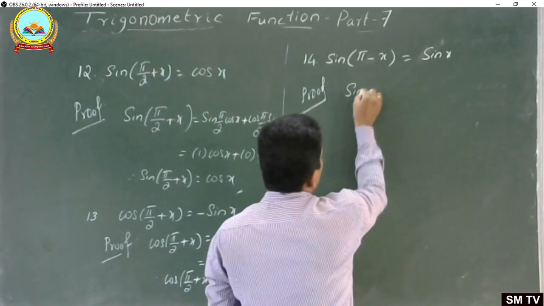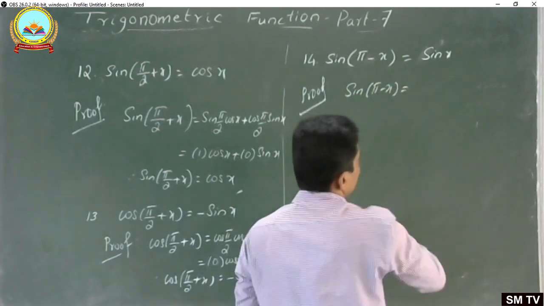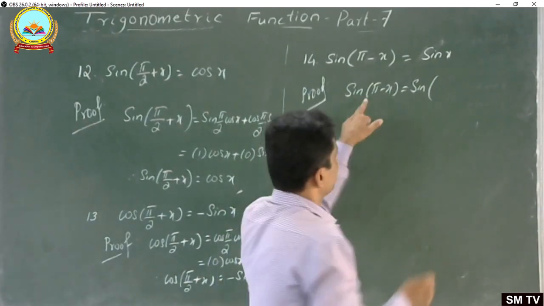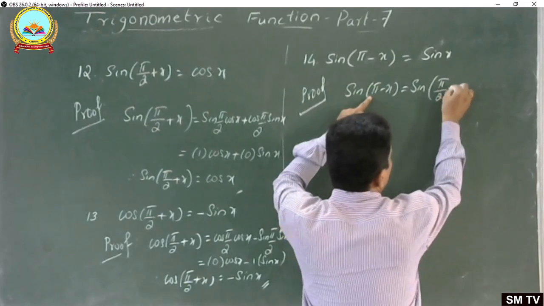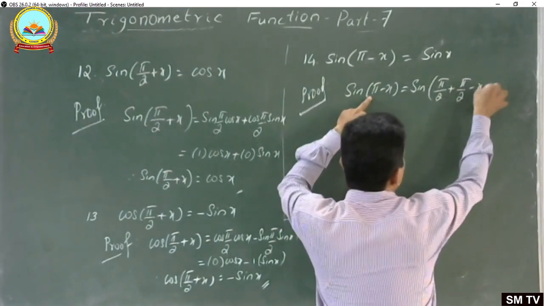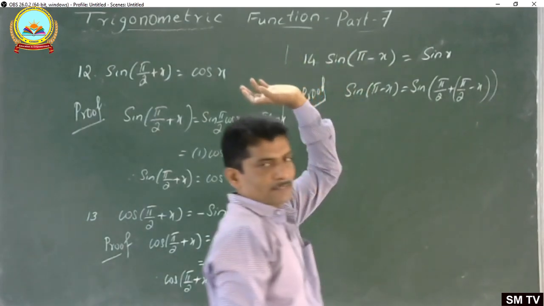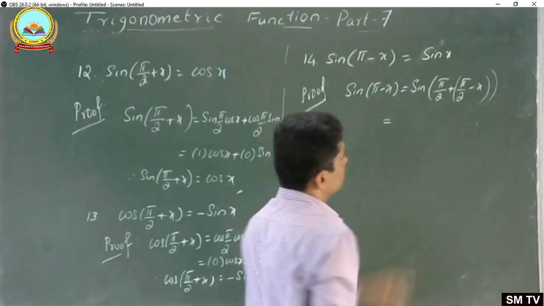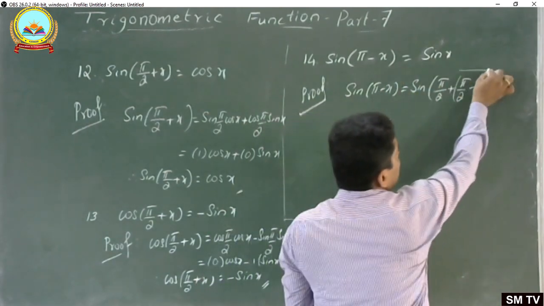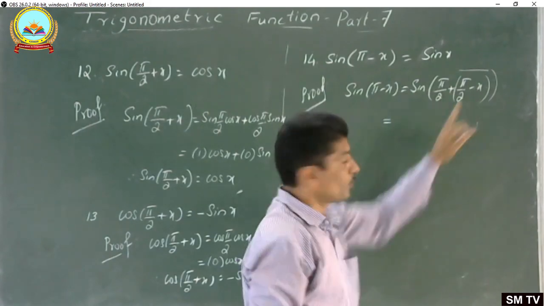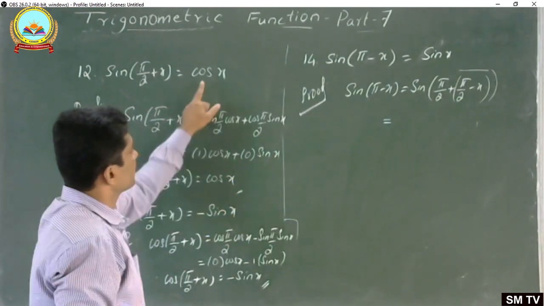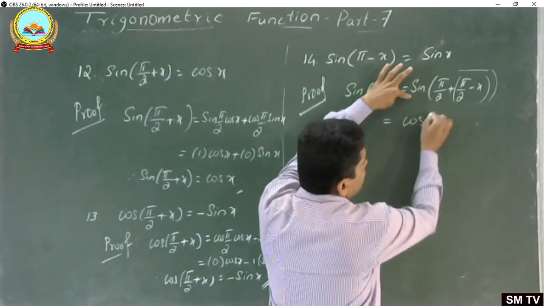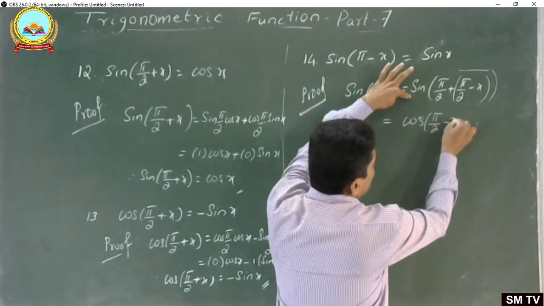Here, sine of pi minus x can be written as sine of pi, which means 180. 180 can be split as 90 plus 90. Therefore, pi is rewritten as pi by 2 plus pi by 2 minus x. Here associative properties exist. Therefore, pi by 2 plus, pi by 2 minus x, which is in the form of sine of pi by 2 plus x, assuming this value is x. What is the value of sine of pi by 2 plus x? You know that its value is cos x. Therefore, this value is equal to cos of pi by 2 minus x.